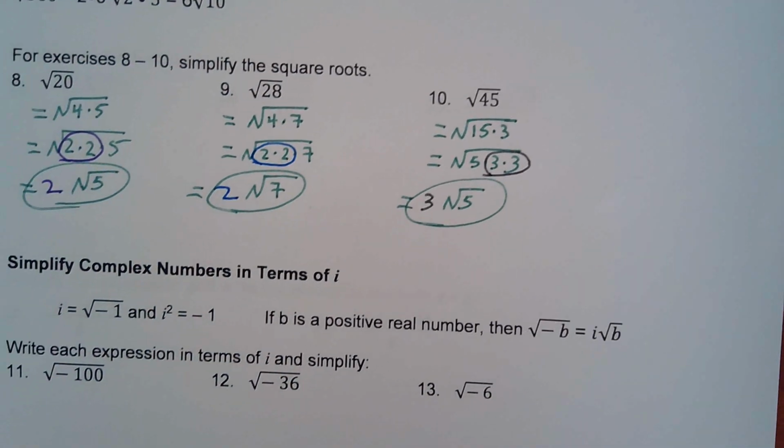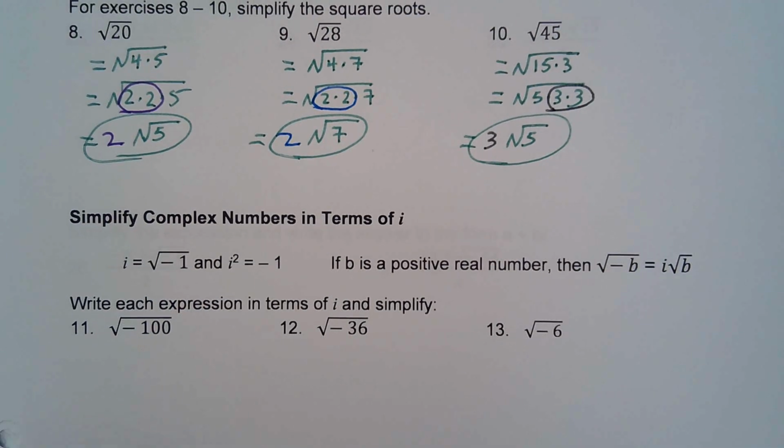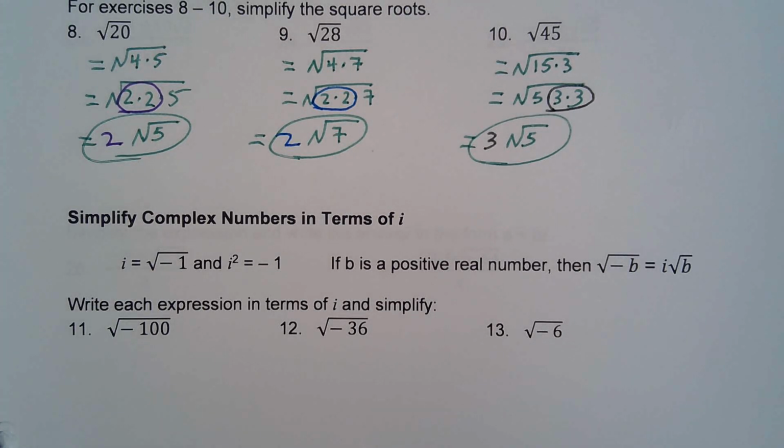Alright, so now we're ready to talk about complex numbers in terms of i. In mathematics, we define i to be equal to the square root of -1. That means that i squared is -1. So if b is a positive real, then the square root of -b equals i square root of b. In the real numbers, we can't simplify this, so we first rewrite the expression in terms of i. Once we have it written in terms of i, then we can simplify it.